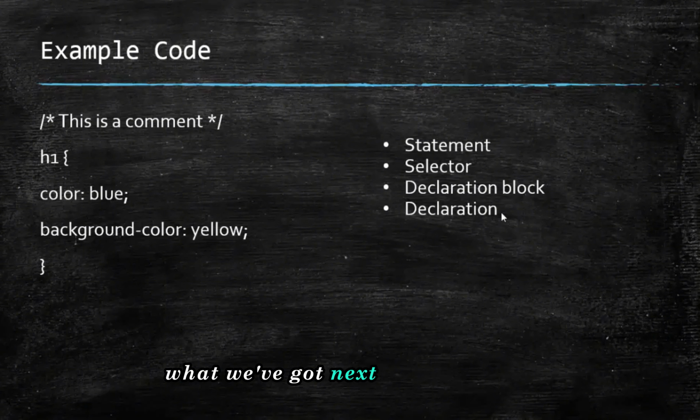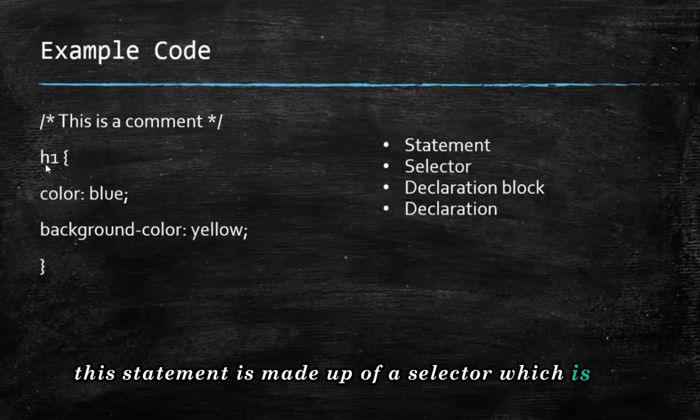What we've got next is a statement. And a statement is made up of, in this case, the H1, the opening curly brackets, color, blue, semicolon, background color, yellow, semicolon, and closing curly brackets. That is a statement. Now there are different types of statement, but we're not going to go too much into this. In this particular case, this statement is made up of a selector, which is H1.